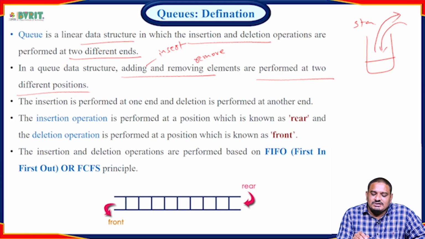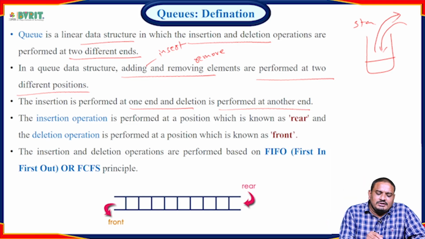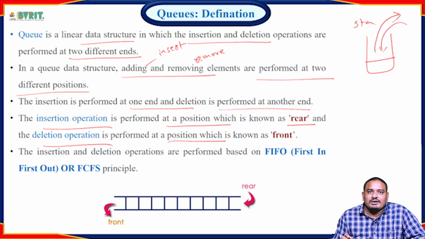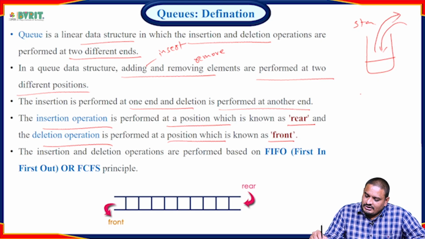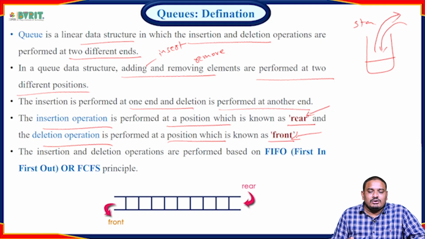Here, the insertion can be performed at one end and the deletion can be performed at the other end. The insertion operation is performed at the position known as rear. The deletion operation is performed at the position called front. To insert the elements we use the rear, and we delete the element by the front. That is the queues concept.